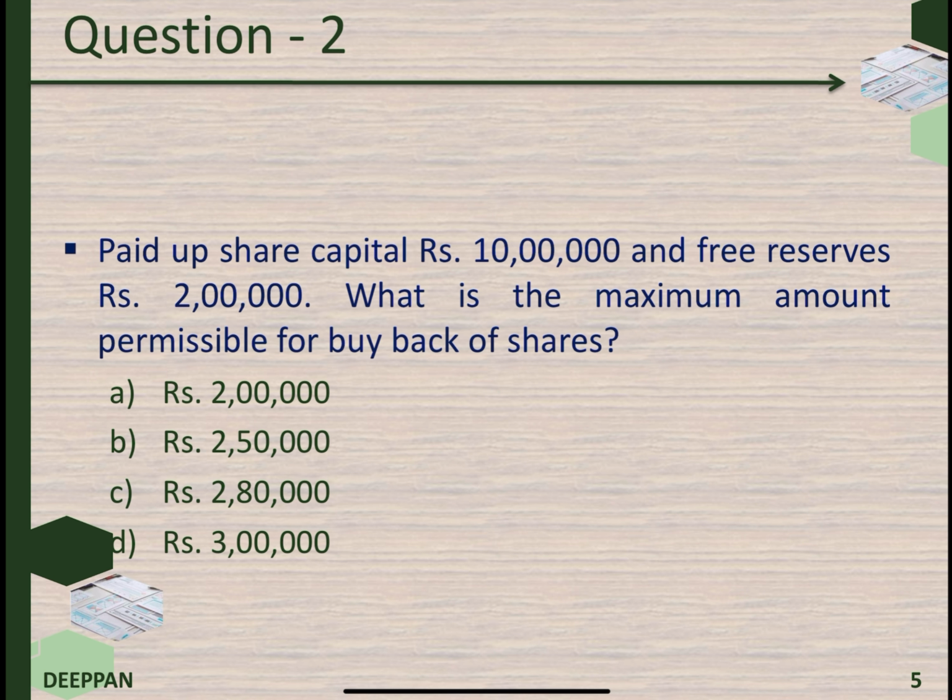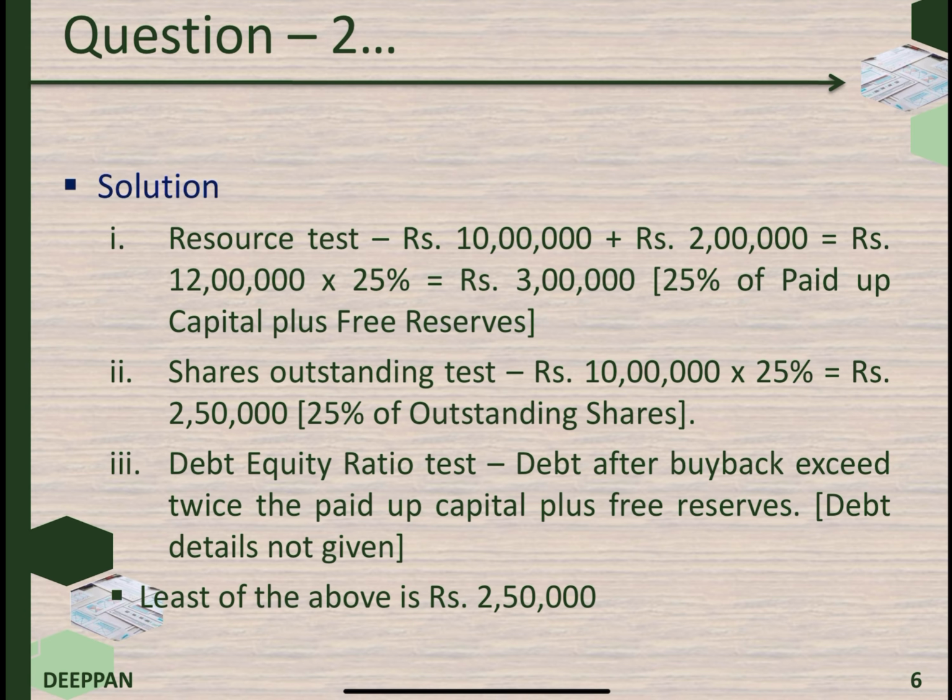Paid up share capital rupees 10 lakh and free reserves rupees 2 lakh. What is the maximum amount permissible for buyback of shares? Rupees 2,50,000. Resource test: 10 lakh plus 2 lakh, 12 lakh into 25%, rupees 3 lakh. That is 25% of paid up capital plus free reserves. Shares outstanding test: rupees 10 lakh into 25%, that is 2,50,000.